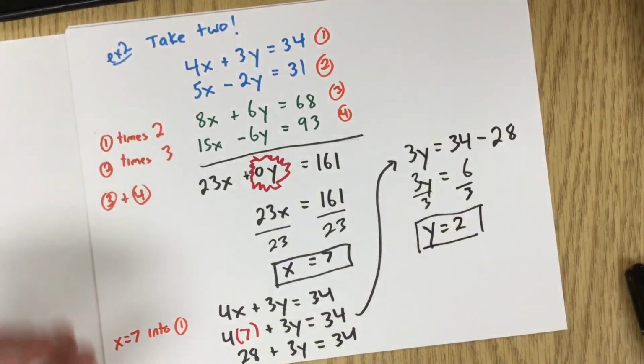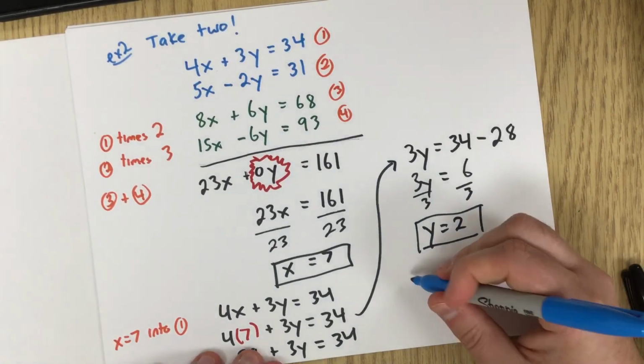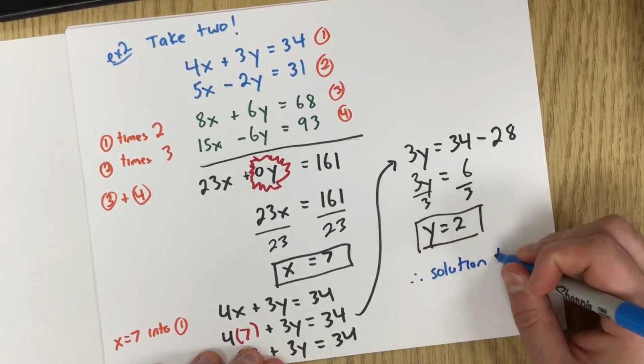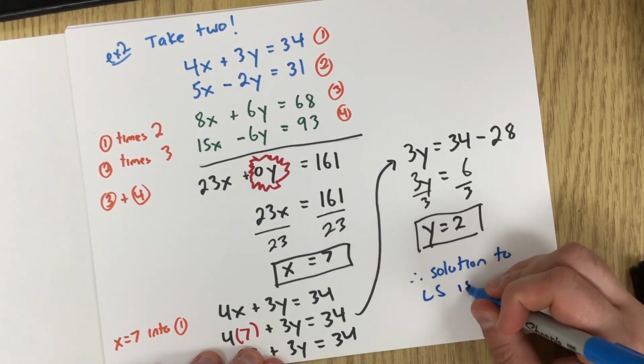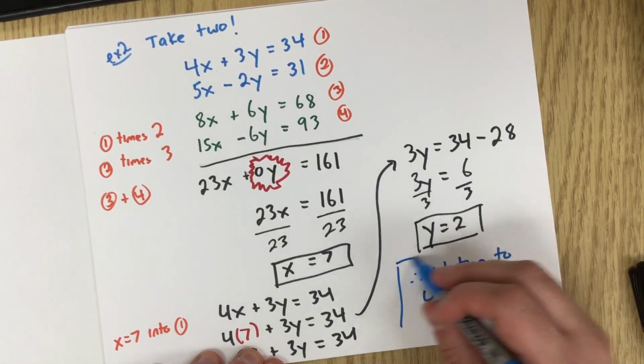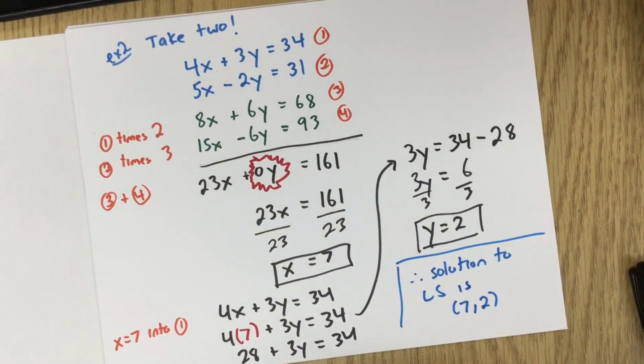And we're done. So what we have is, therefore, the solution to the linear system is x equals 7 and y equals 2. And that's that.